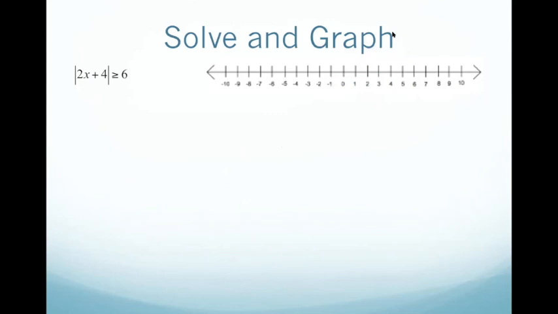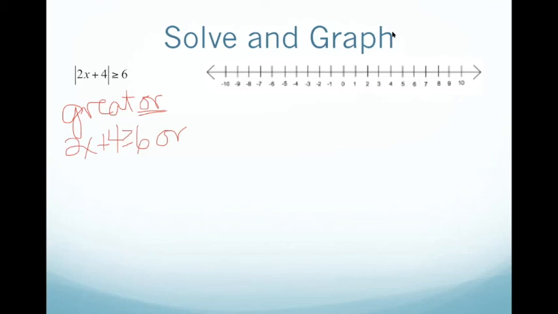Now, for this example, notice we're still working with absolute values. Our absolute value is already isolated, and this time we have a greater. And I wrote it intentionally, misspelling it, so that I have that word or. So that tells me my two statements are going to be or statements. Again, my first statement is just going to be the same thing without absolute value bars. So that's 2x plus 4 greater than or equal to 6.